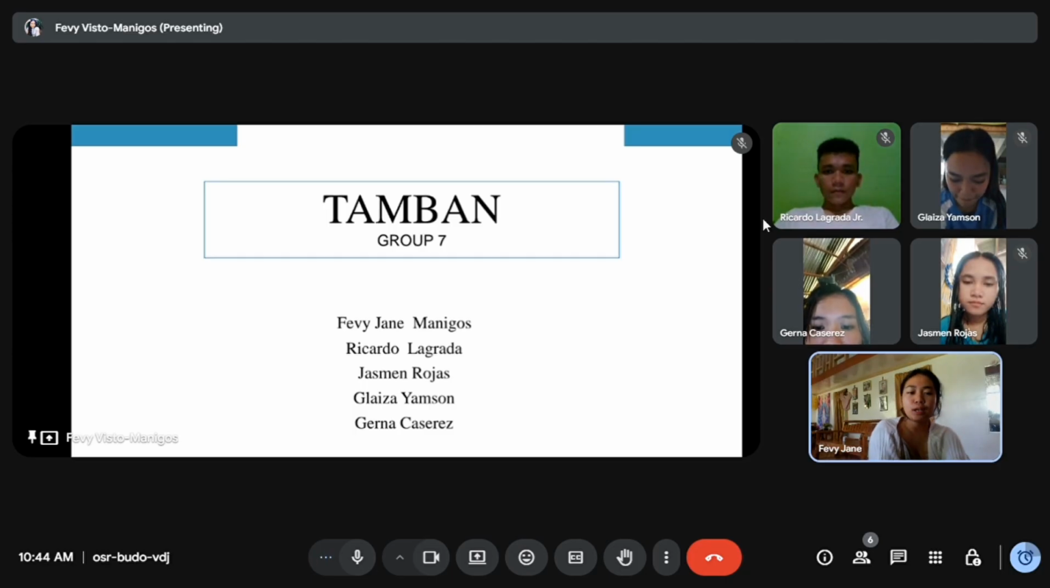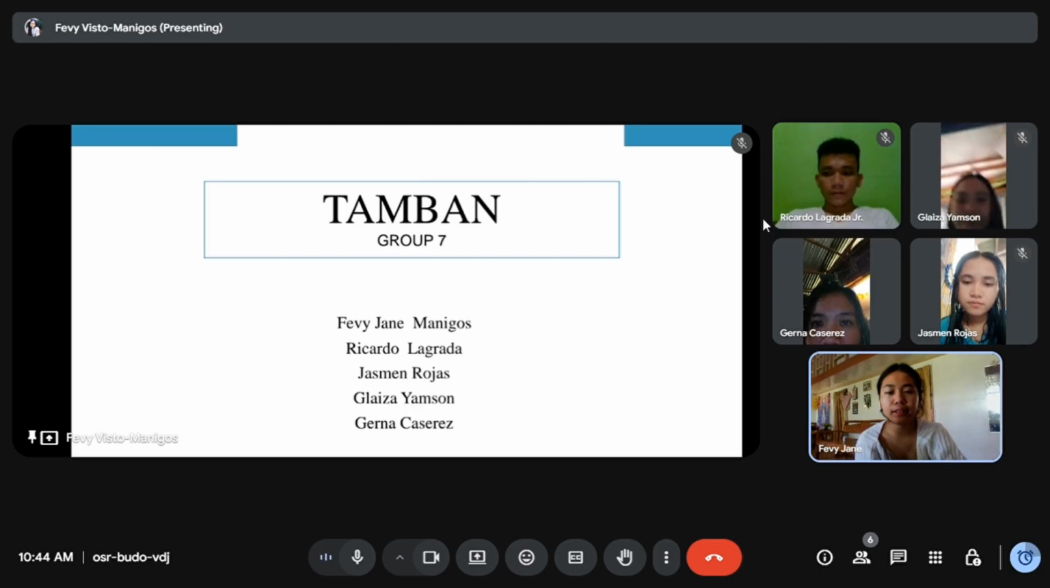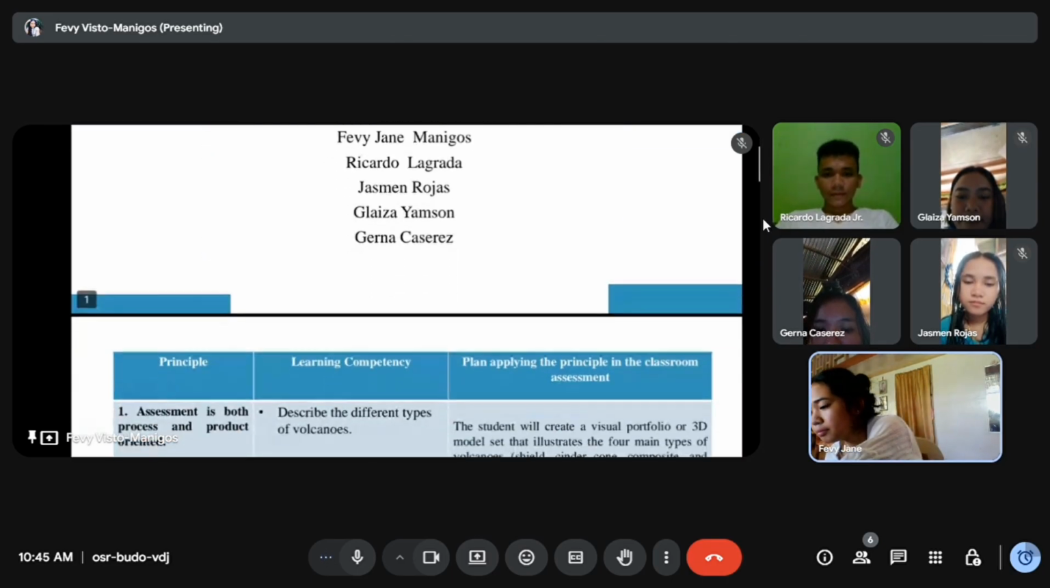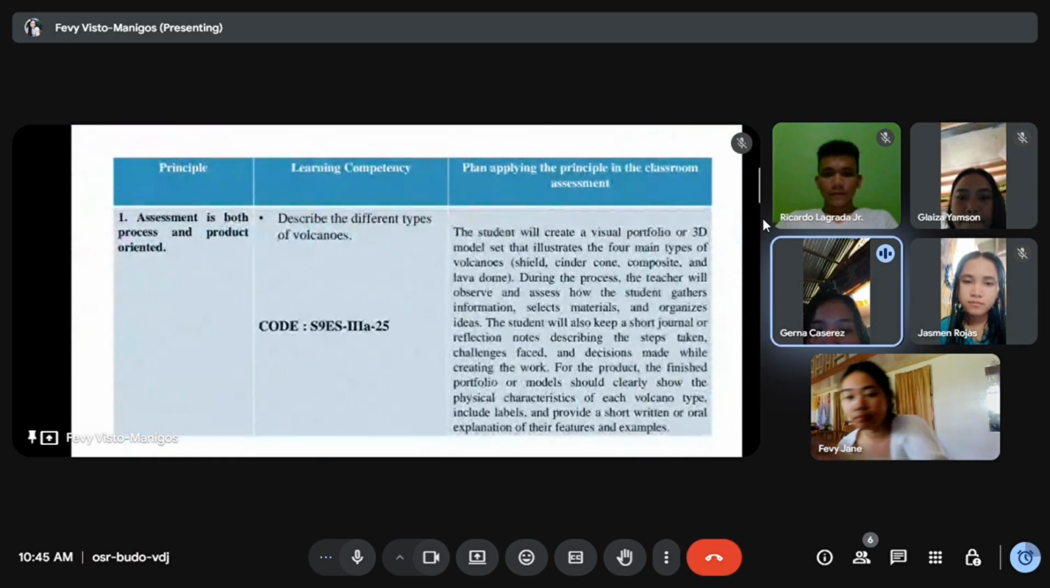We are Group 7, the Group Tamban, and we will be presenting our design assessment with the sixth principle of assessment in learning. It will be presented by Mrs. Cherna Casives. Good morning, everyone.